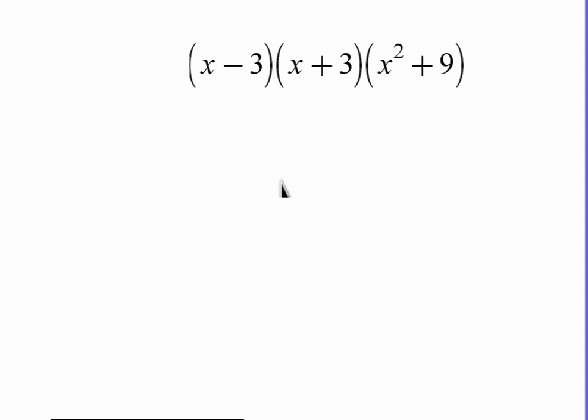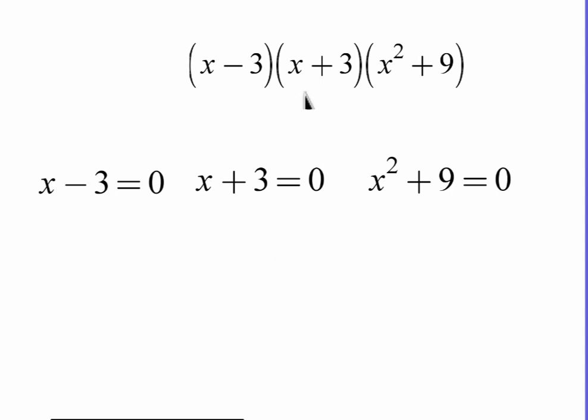So I'm ready to go ahead and take each one of these factors and set them equal to 0. For these two, it's pretty easy. I just add 3 on both sides for this one, and subtract 3 on both sides for this one. If I do that, on this side I get x equals positive 3, and on this one I get x equals negative 3. So those are two of my answers, positive 3 and negative 3.